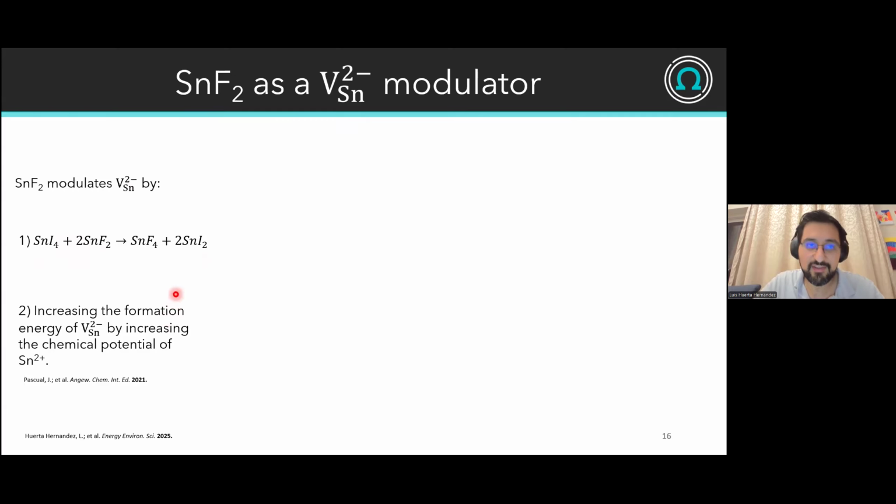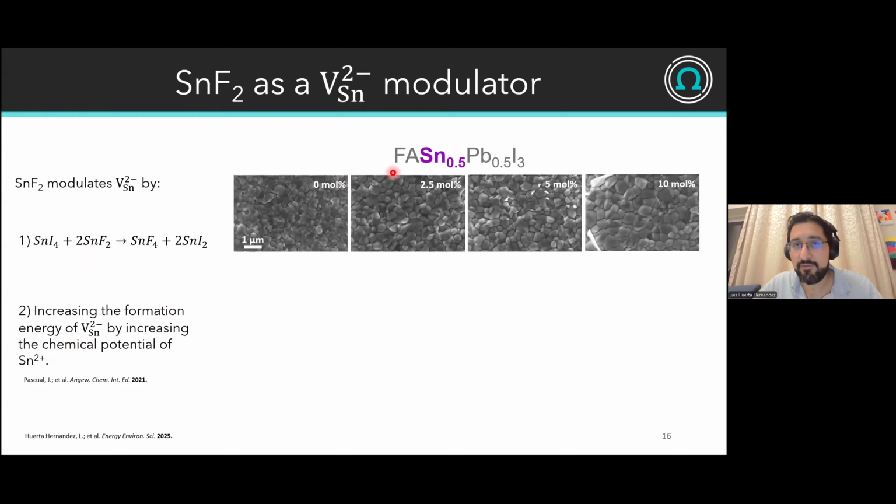And so if you increase the concentration of tin fluoride, you increase the chemical potential of tin, and you end up decreasing the formation energy of these tin vacancies. And so the nice thing when you fix the composition and then you just change the concentration of tin fluoride is that you don't affect morphology as significantly as changing the concentration of tin.